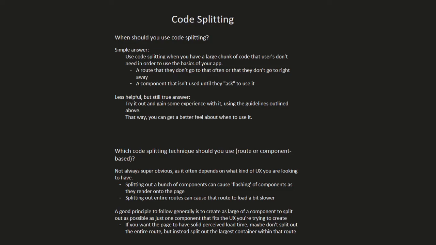The simplest answer I can give is that you should use code splitting when you have a large chunk of code that users don't really need in order to use the basics of your app. In our example, we saw that users didn't need the complex editor right away, so we split it out. We also figured that most users would be going directly to our home route, not to the settings or post route. And think about it for a minute.